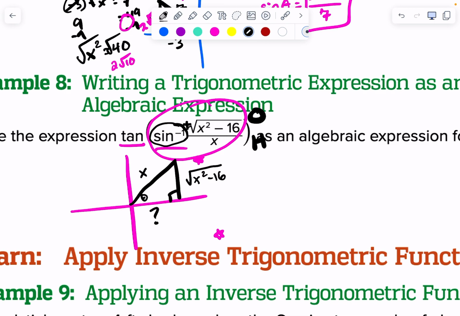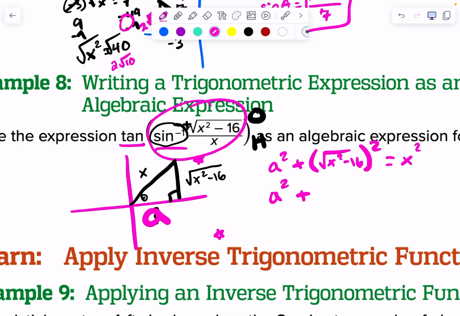All right, we still do the Pythagorean theorem like we would normally. So I'm going to call this guy, what should we call him? We can't call him x, because the other ones are x. Let's call him A. So let's say a squared plus, which side is my side B? The square root of x squared minus 16, that thing squared, is equal to c squared, which is x squared, right? The squares and the square root cancel each other off.